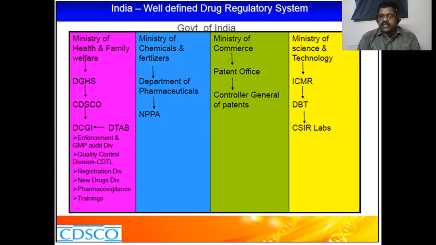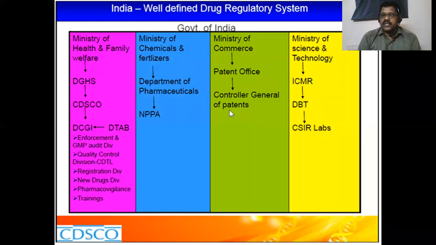Then the Ministry of Commerce comes. Under this ministry, the Patent Office comes. So any new drugs we are experimenting with in India and getting approved by CDSCO, then finally you will go for patenting in India. For that you have to approach this ministry. It is functioning under the Controller General of Patents.